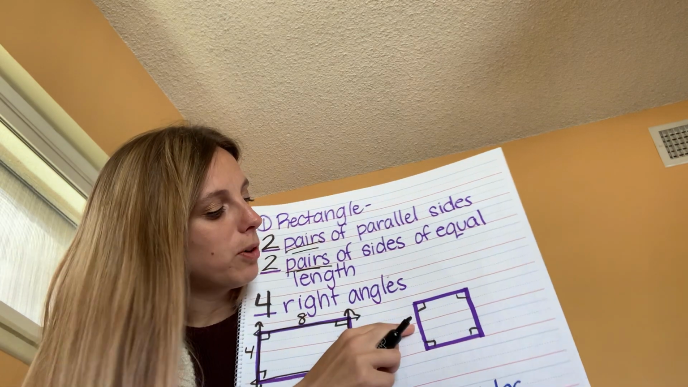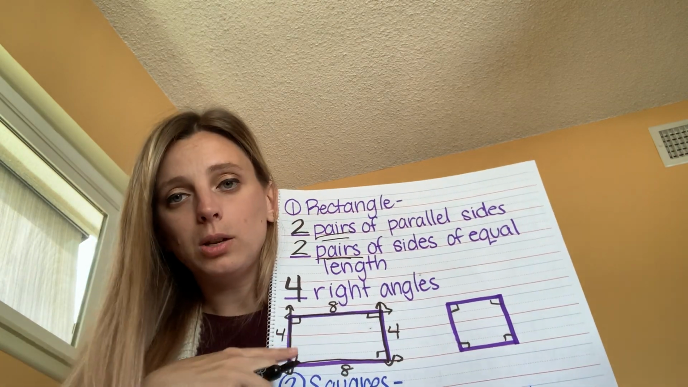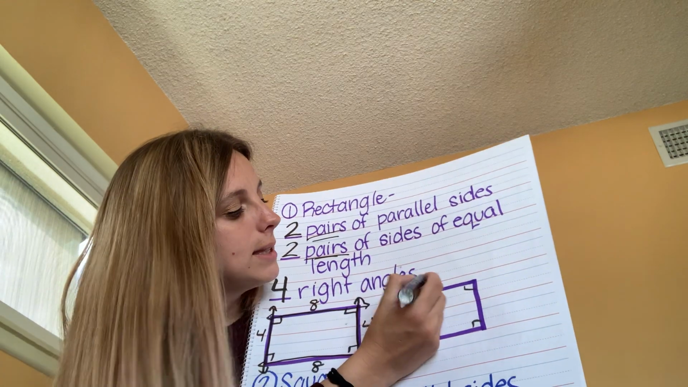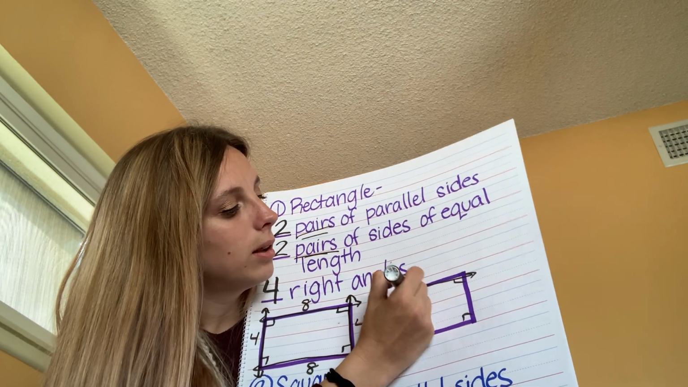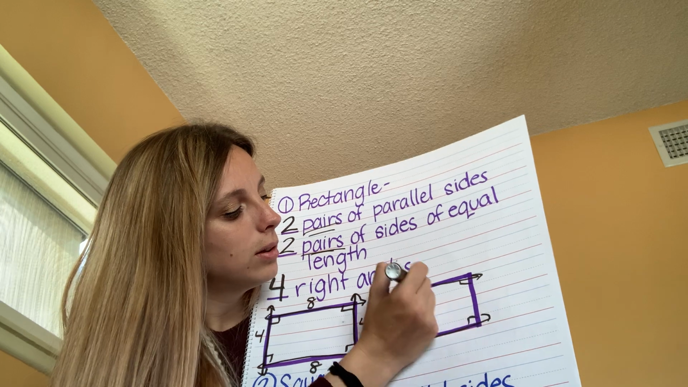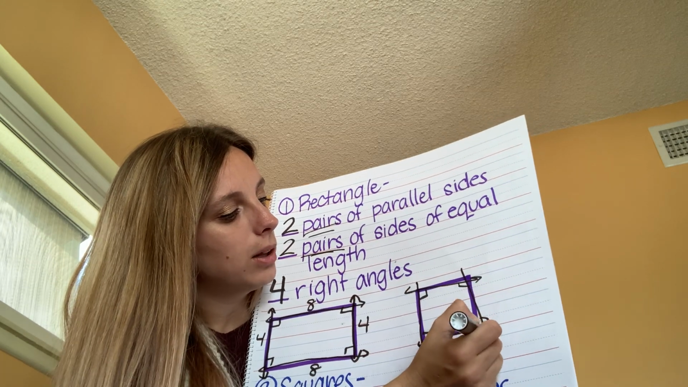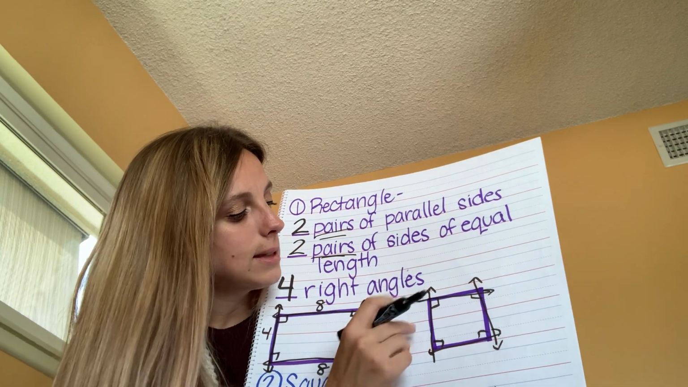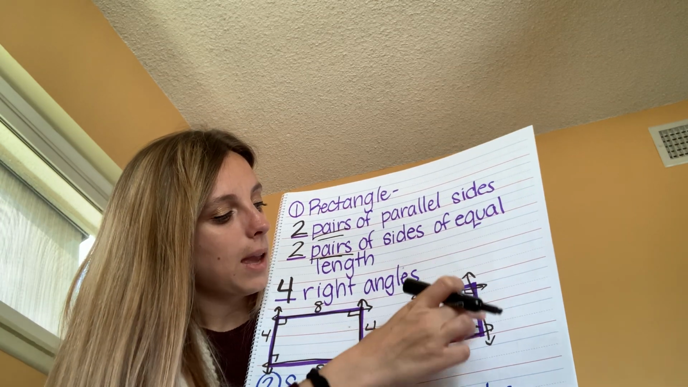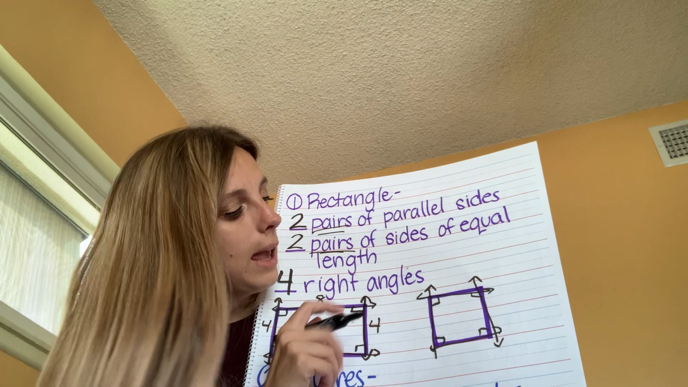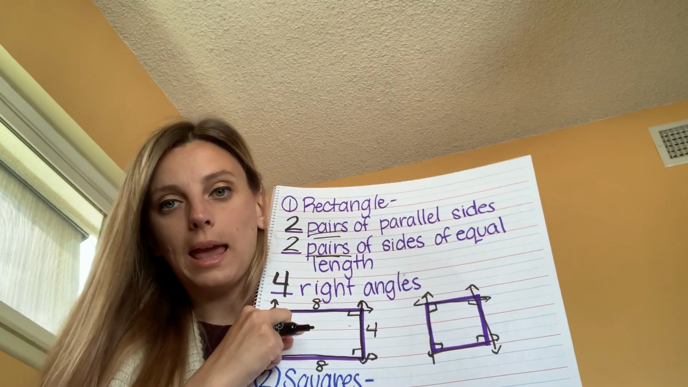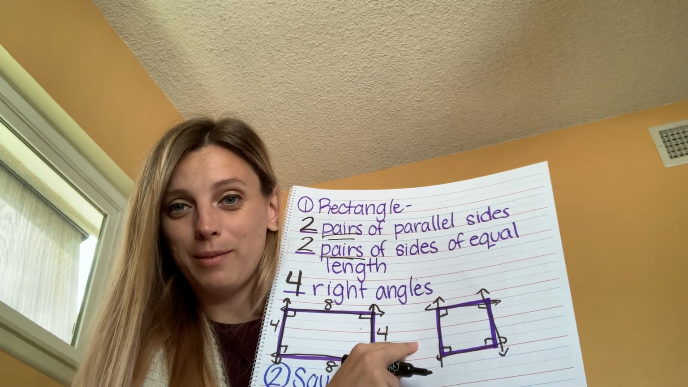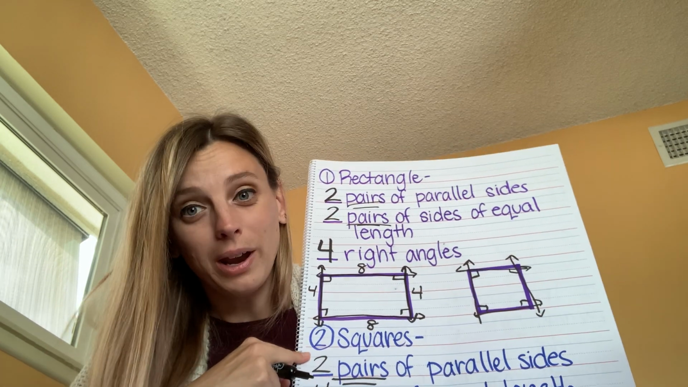Now let's look at this shape over here. While it looks a little bit different, it looks a little smaller, it's still a rectangle. It still has 2 sets of parallel lines, or 2 pairs of parallel lines. It has side lengths that are the same and that match. And it has 4 right angles. But a lot of times we might call this shape something different. We might call it a square.